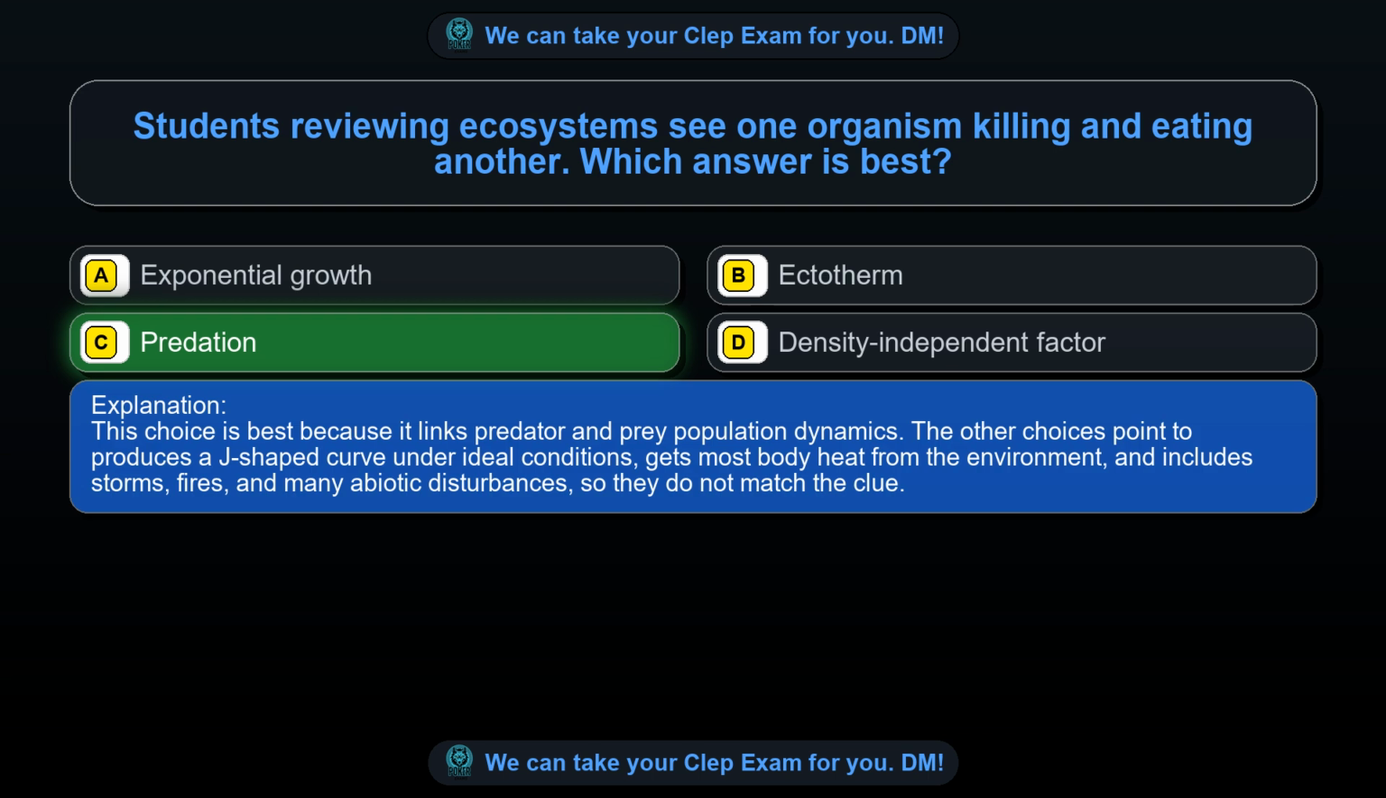This choice is best because it links predator and prey population dynamics. The other choices point to what produces a J-shaped curve under ideal conditions, what gets most body heat from the environment, and what includes storms, fires, and many abiotic disturbances, so they do not match the clue.